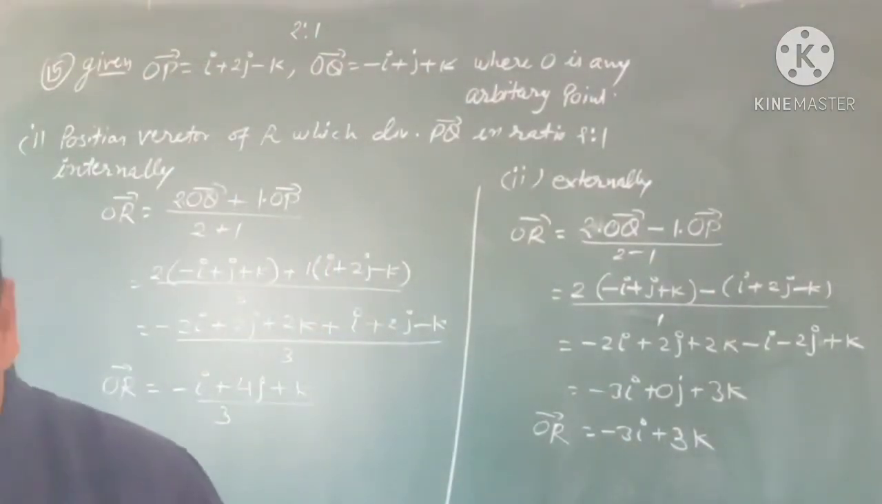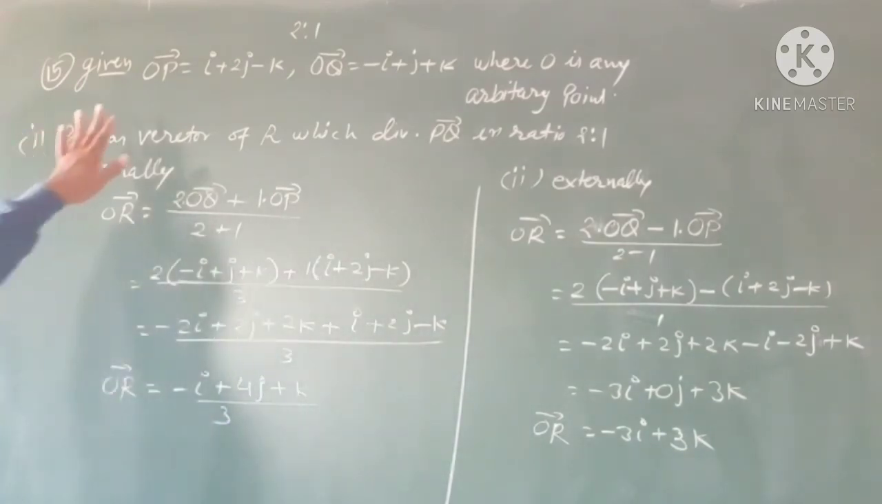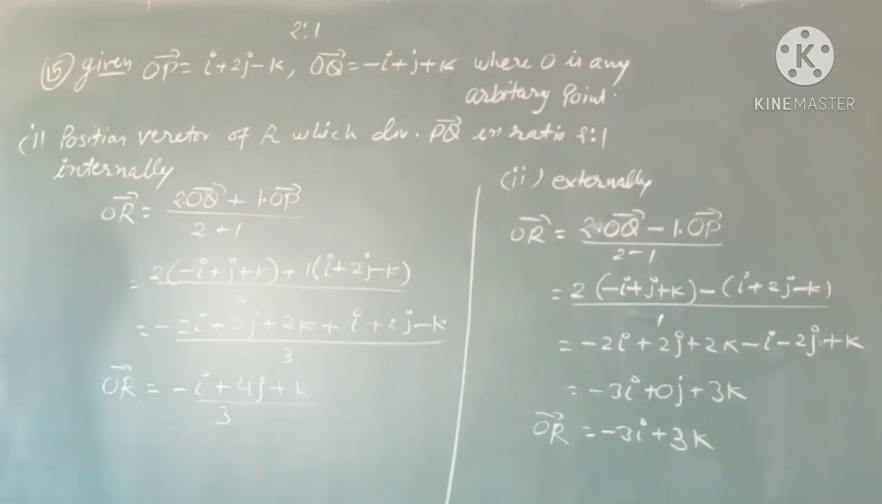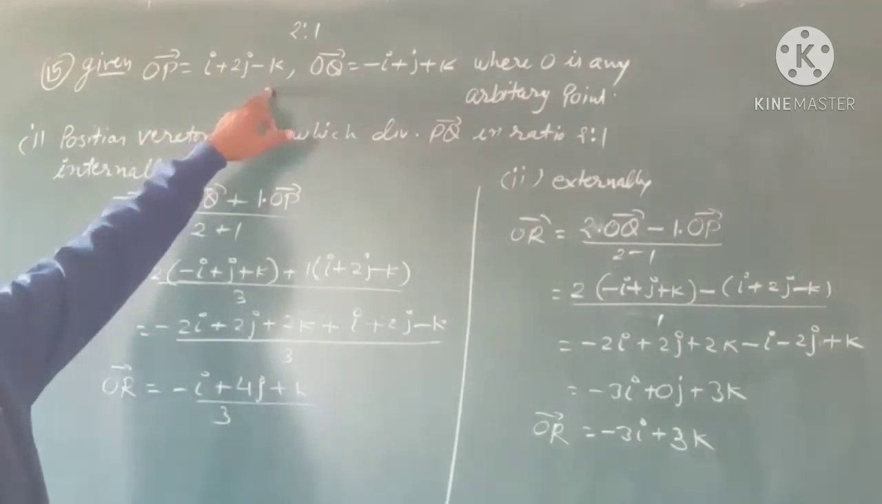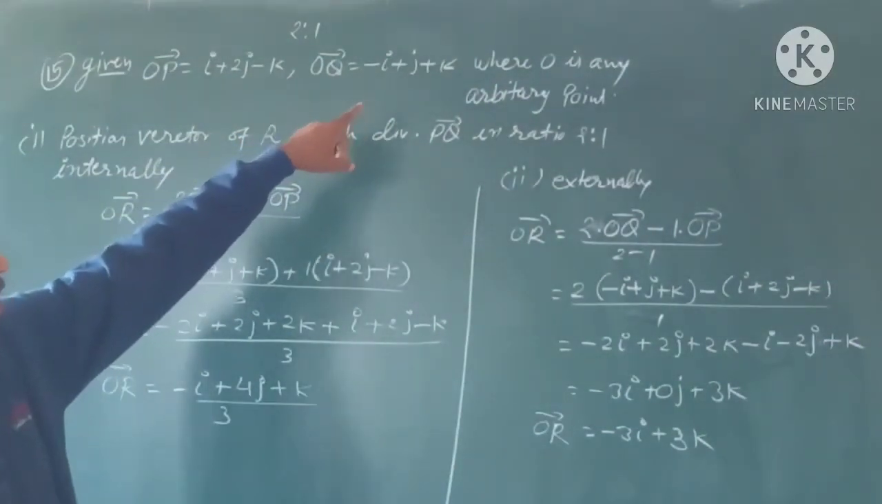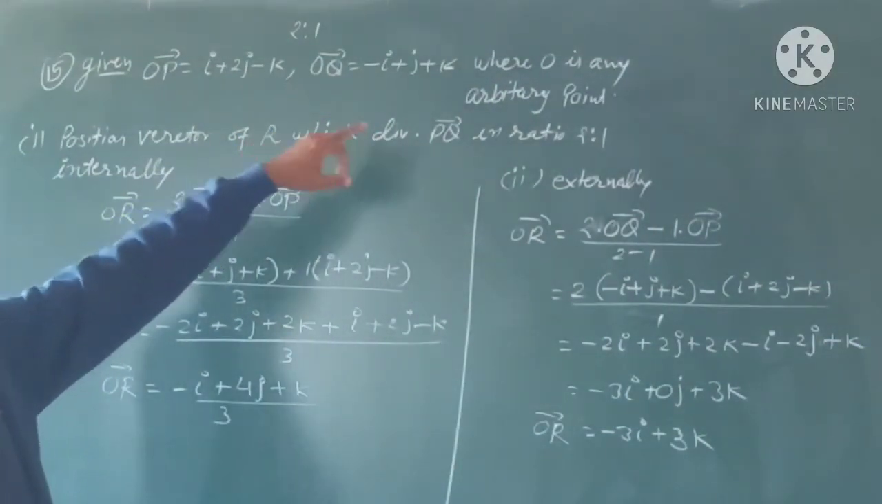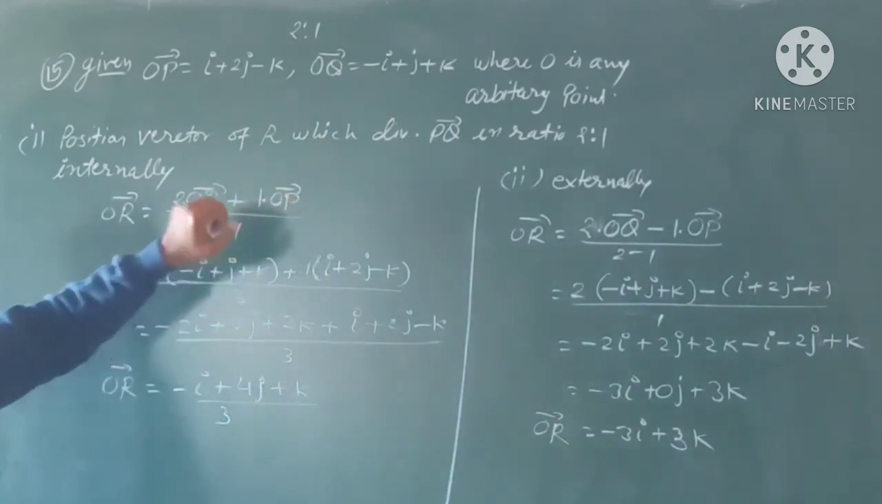Next question number 15. Find the position vector of point R which divides the line segment joining points P and Q, whose position vectors are given, in the ratio 2:1, in the first case internally and in the second case externally. So let's see here. The position vectors of points P and Q are given. Let OP be i plus 2j minus k and OQ be minus i plus j plus k, where O is any arbitrary point.